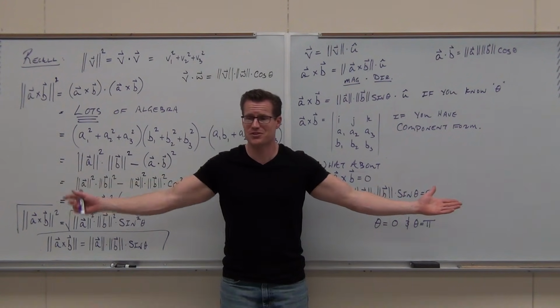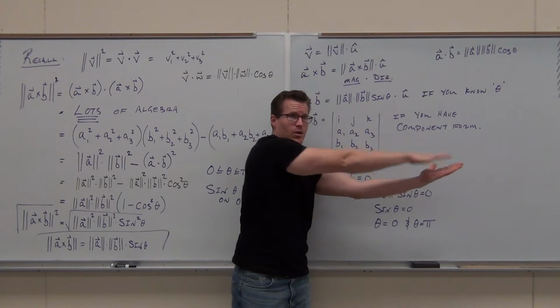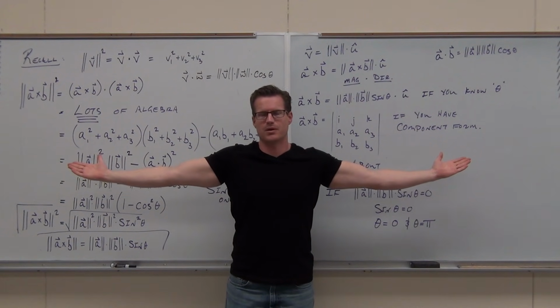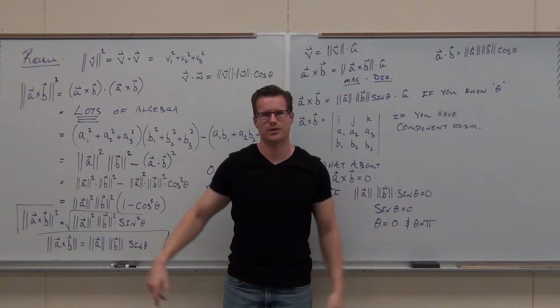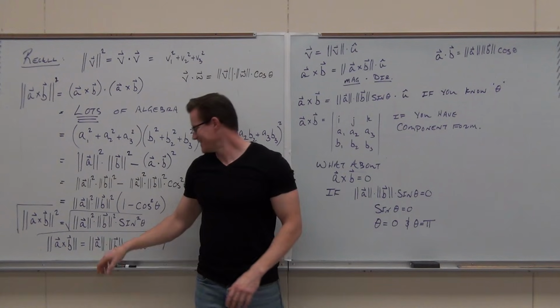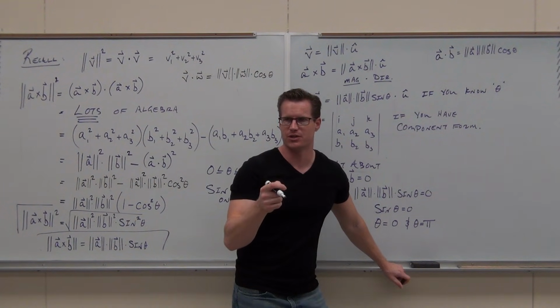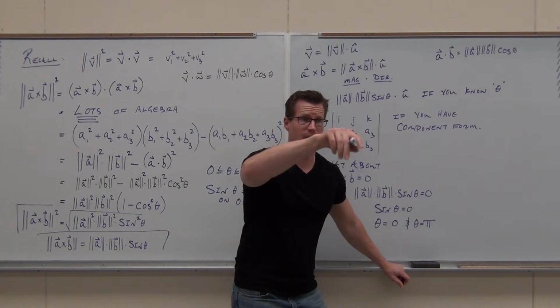Tell me what two vectors are at 0 or at pi. What are those two vectors? They're parallel. That's the whole thing. It's pretty cool. So we have two pieces of information. One we just recapped, and you know it.